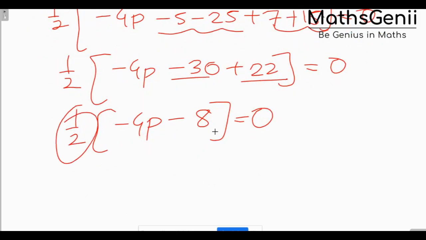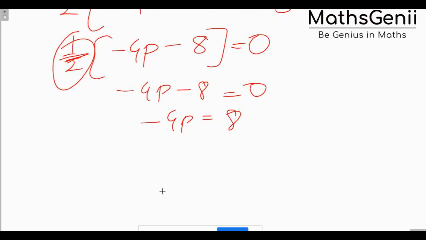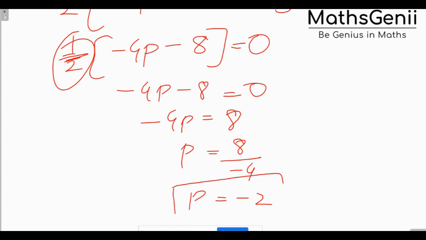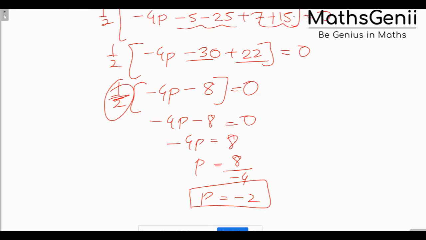Half goes this side, divide goes this side. 0 into 2, 0 only. Anything into 0 is 0. Minus 4p is equal to minus 8. Goes that side, becomes plus 2. P is equal to 8 upon minus 4. So P is equal to minus 2.